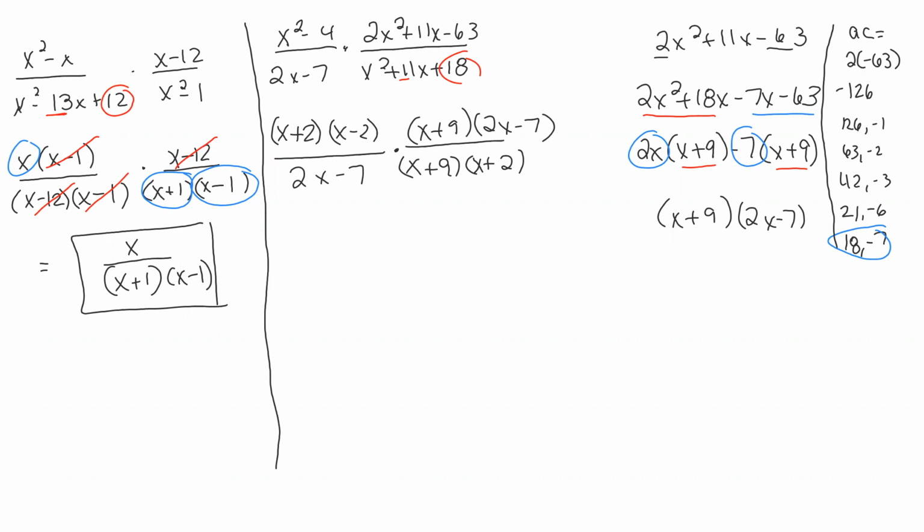All right. So now everything is factored. Do the side work when necessary. And now let's look to see what will cancel. Well, I have an x plus 2 in the numerator and denominator. I have an x plus 9 in the numerator and denominator. I have a 2x minus 7 in the numerator and the denominator. And nothing else will cancel. All that I'm left with is x minus 2. So that's my final answer.